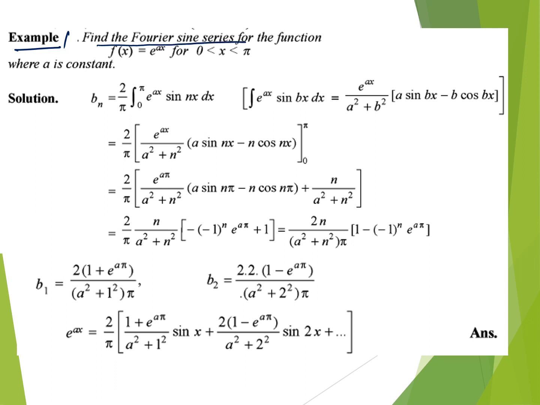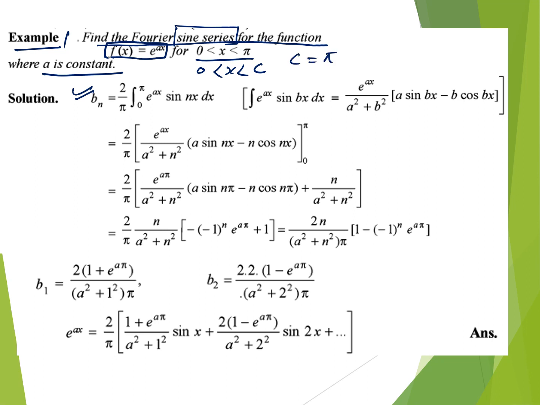Find the Fourier series for the function f(x) = e to the power ax for the interval 0 to pi, where a is a constant value. Because we are going to find the sine Fourier series, we just have to find the value of b_n. So b_n is equal to 2 upon c, where we compare the interval with 0 to c, so that c is equal to pi.